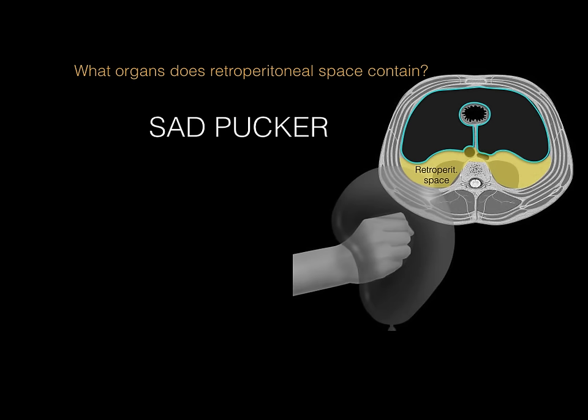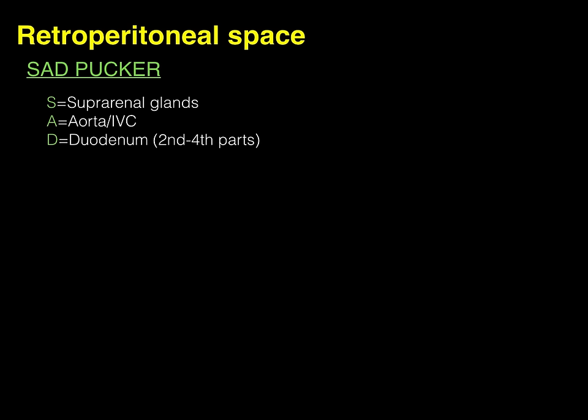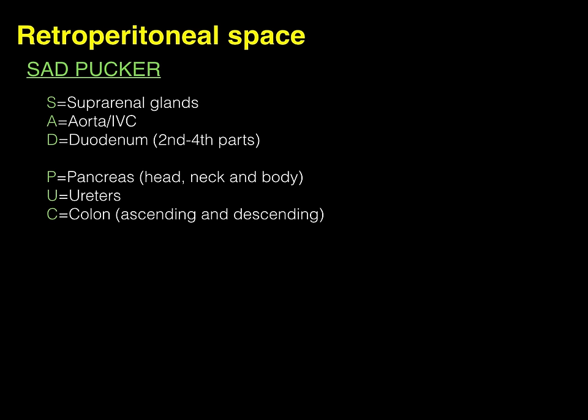SADPUCKER. That's what it contains. And so what is that? Well, SADPUCKER is an acronym for S, suprarenal glands, A, aorta and IVC, D, the duodenum, second, third, and fourth parts, then P for the pancreas, the head, neck, and body, U for the ureters, C for colon, specifically ascending and descending, K for kidneys, E for esophagus, and R for rectum.